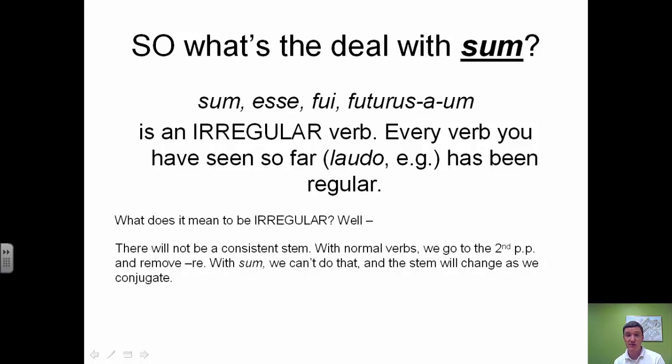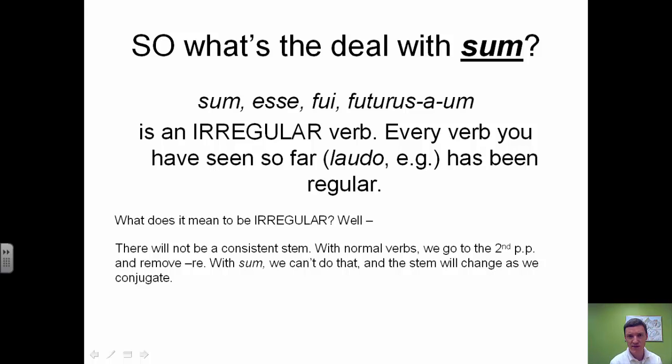As we said on the last screen, with something like laudo, laudare, you go to the second principal part and you remove the re. With sum, the second principal part's esse, right? There's no re there. I can't do that. And on top of that, laudare, that stem ends in an a. If you had a second conjugation verb, the stem would end in an e, like moneo, monere. If I went to esse and took off the se, it would end in es, right? That's weird. That's not like anything I've ever seen before.